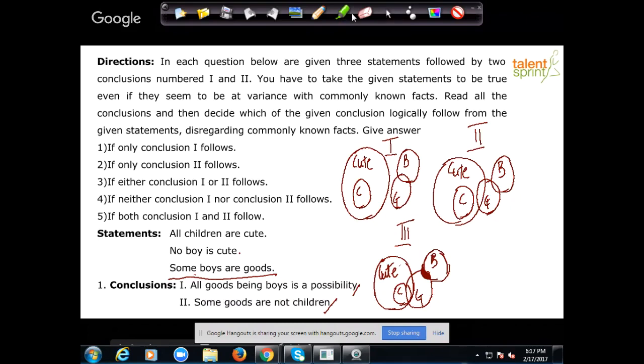Once again, I would request you all to take about 30 seconds and see if you have understood the question. If you have understood why both the conclusions hold true, then like I said, in this case, the answer will be 5. Both conclusion 1 and 2 follow.